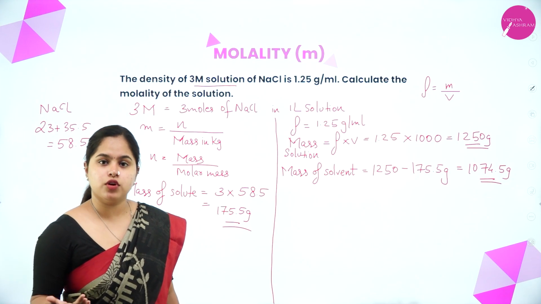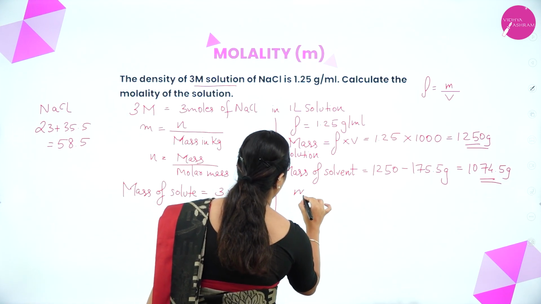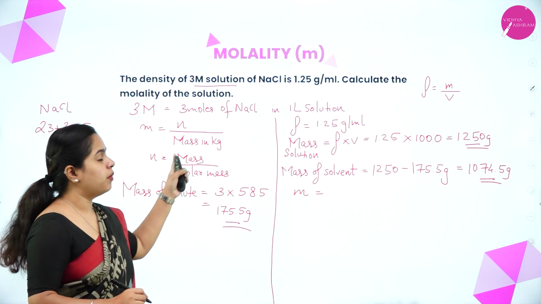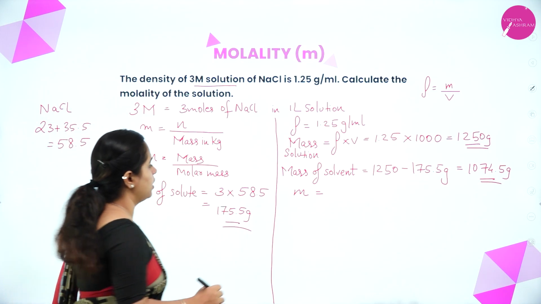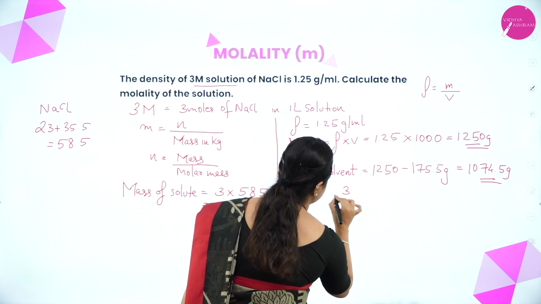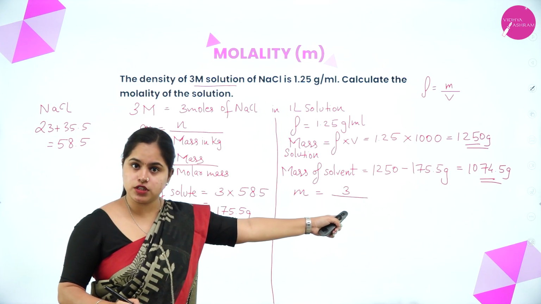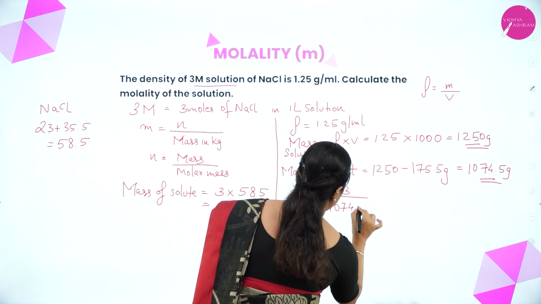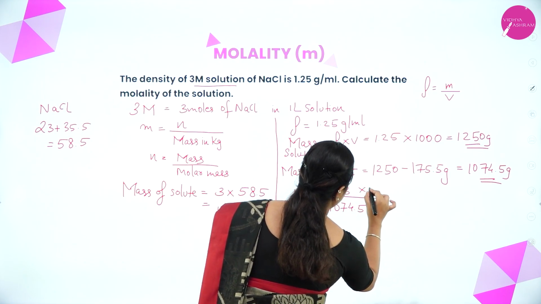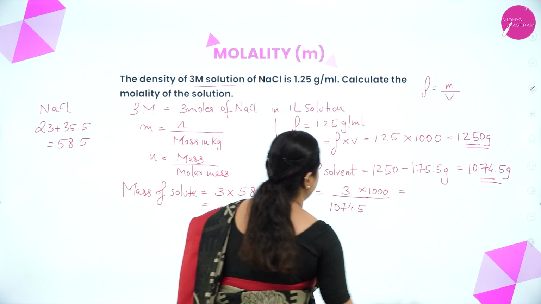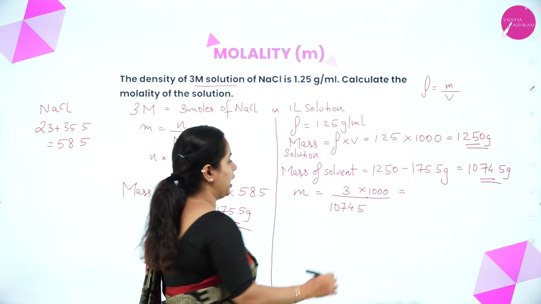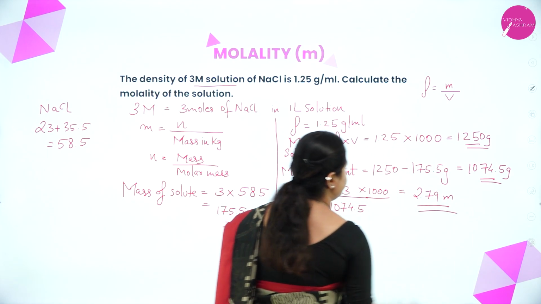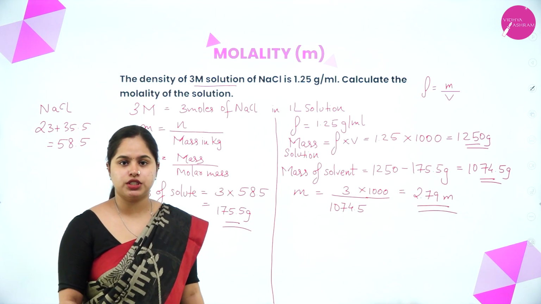Now, what is it that we have to eventually find? It is molality. So, what is molality? It is number of moles of your solute by mass of your solvent in kilograms. Number of moles we already knew, that is 3, divided by the mass of the solvent we calculated, 1074.5. It is given in grams, which means I have to multiply by 1000 in the numerator. That will give me the molality as 2.79 molal. I hope the question is clear for you.